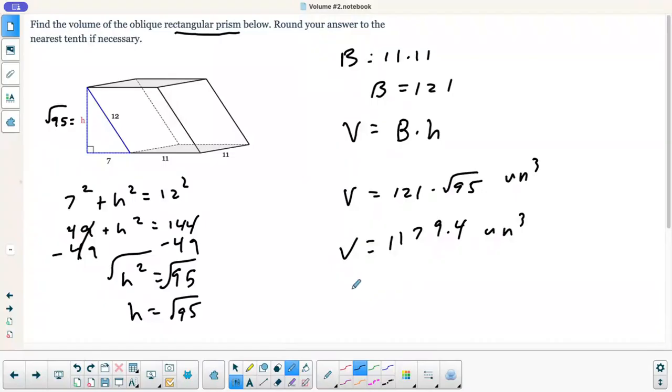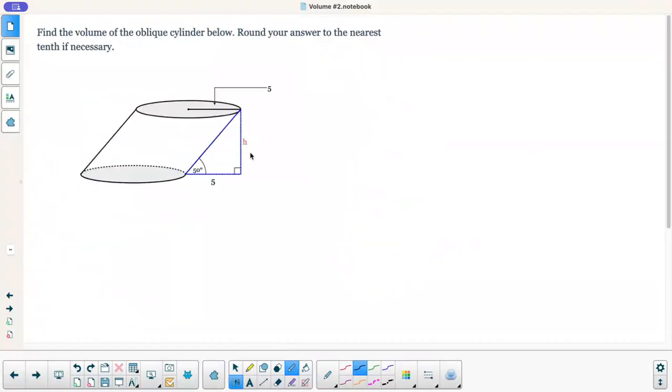Okay. Here's another one where they don't give you the height. This time they don't even give you the hypotenuse of the right triangle. So this one I'm going to have to use a sine, cosine, or tangent. So what I'll do here is I'll start out by finding the area of the base because that's real easy. It's pi r squared, pi times 5 squared.